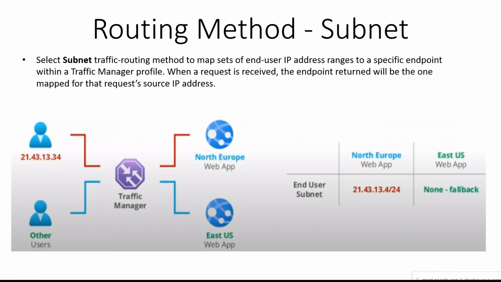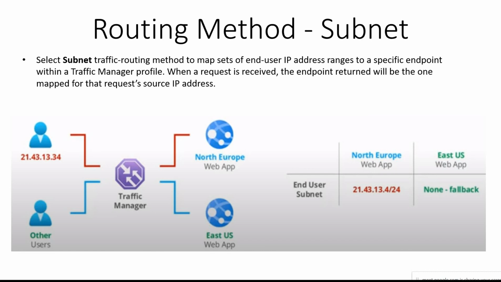That is multi-value. And then next is the last one, which is subnet. This subnet is something which is recently introduced. It will primarily look at which subnet you are in. Subnet is nothing but the networking. I mean, you can create a subnet inside a VNet, right? So that is what we're talking about. The subnet traffic routing method primarily maps a set of end users' IP addresses to a specific endpoint within a traffic manager profile. And when a request is received, it will return the one mapped for the request source IP address.